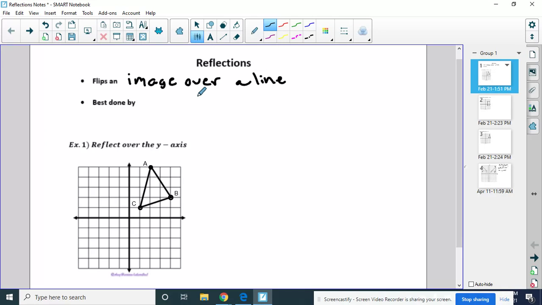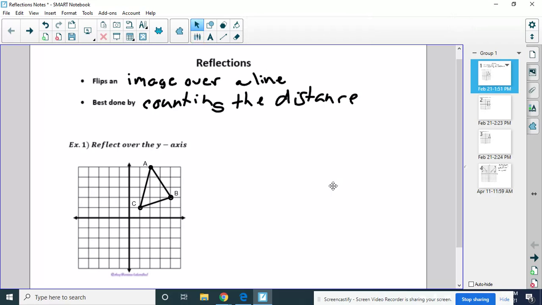It is best done by counting the distance. The reason it's best done by this is because if something is flipped over a line, that means it needs to be the same distance away from the line on both sides. If you're reaching towards the mirror, your hand's a foot away, well, in the reflection in the mirror, it looks like your hand's a foot away. It's the same distance. So your hand doesn't touch the glass in the reflection until you physically touch the glass in real life. So counting the distance is the easiest way.